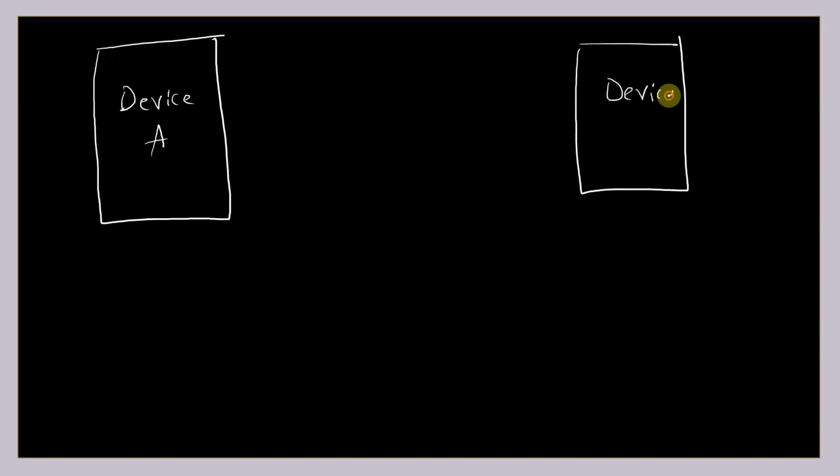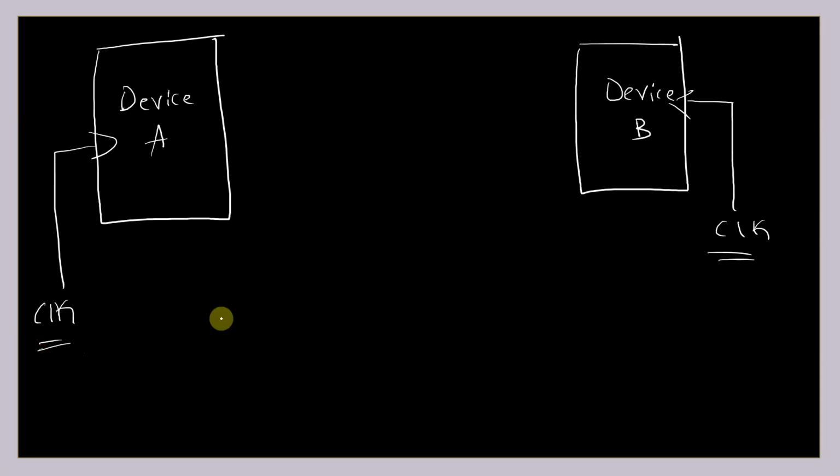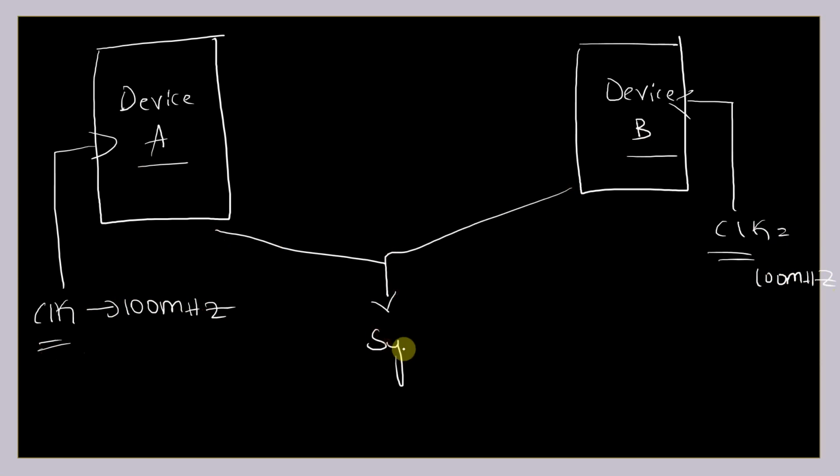Let's consider a scenario where we have a device A and a device B. Device A and device B have the same clock. What do I mean by the same clock? Both devices are working with the same clock frequency. Let's say the clock frequency here is 100 megahertz, then device B's clock frequency is also 100 megahertz. Then these two devices are said to be synchronous in nature. Okay, fine, that's very good.